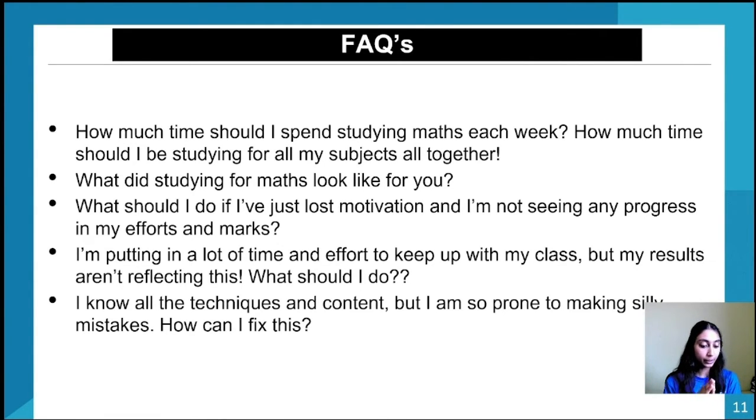Okay, I'm putting in a lot of time and effort to keep up with my class, but my results aren't reflecting this. What should I do? This is such a devastating spot to be in because I feel like most people can relate to this question. And the best advice that I could give you, based on my own personal experience, is you're putting in the efforts, you definitely are, but maybe the way that you're going about your study or about what you're trying to do isn't the right method for you.